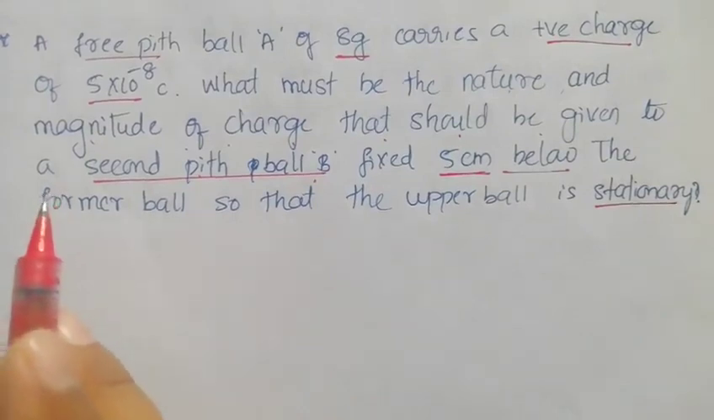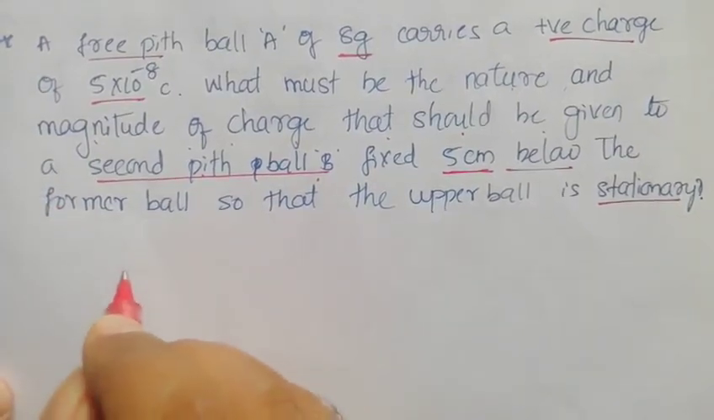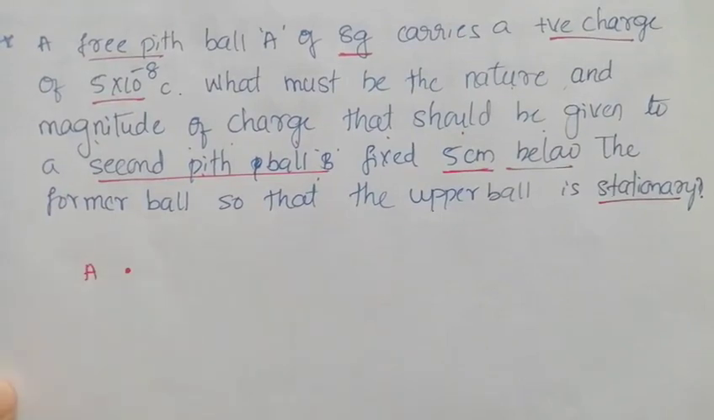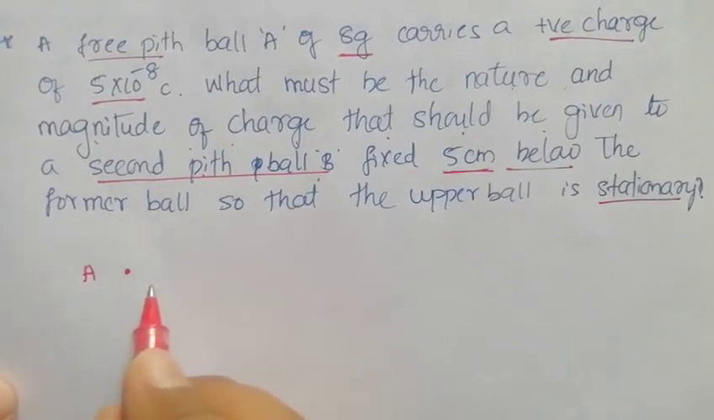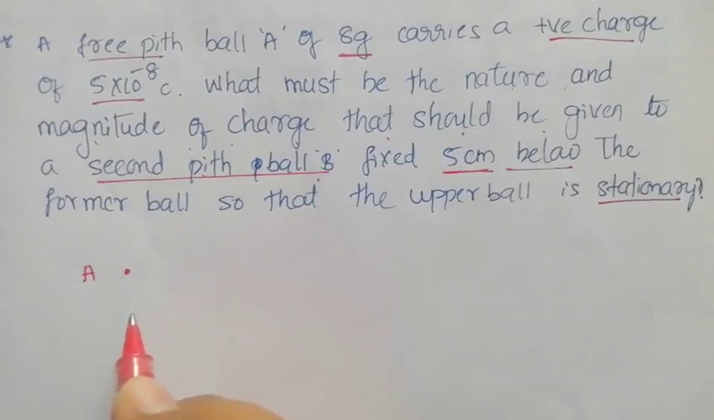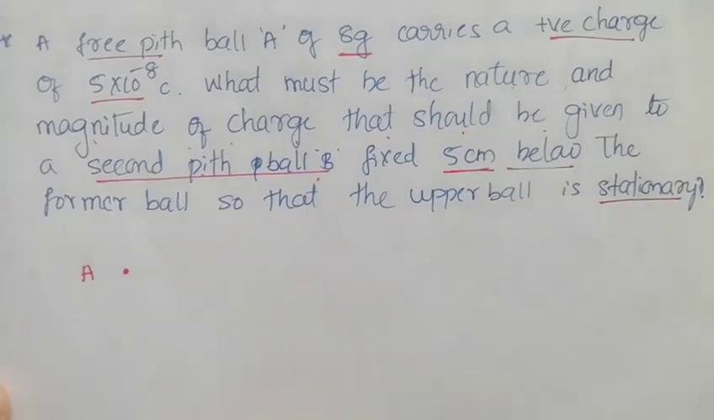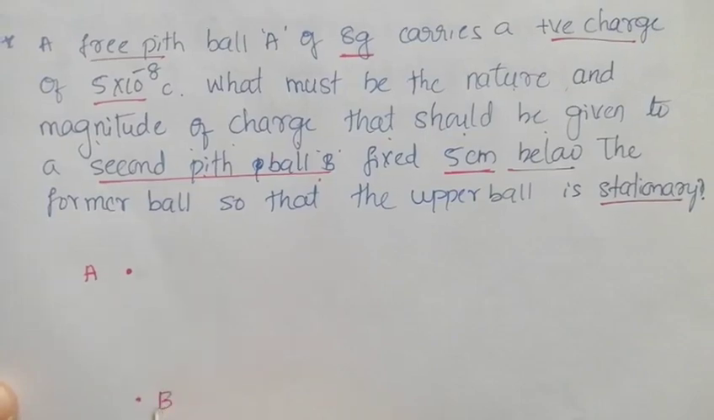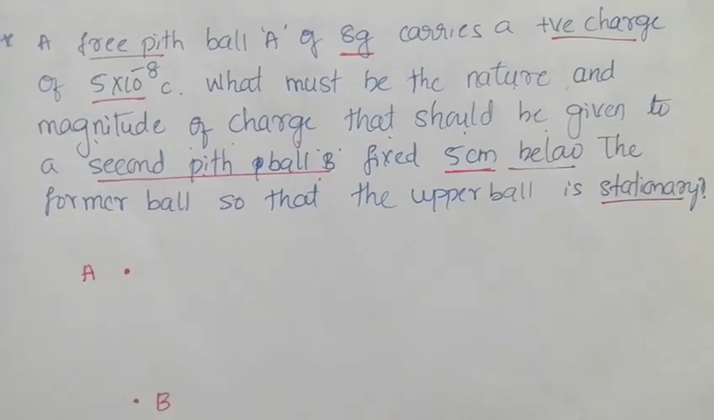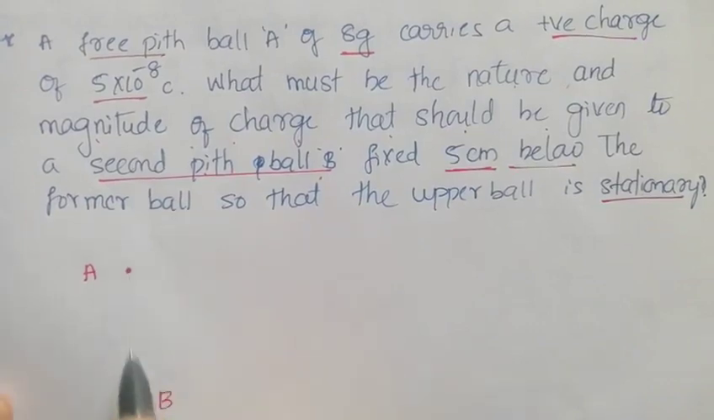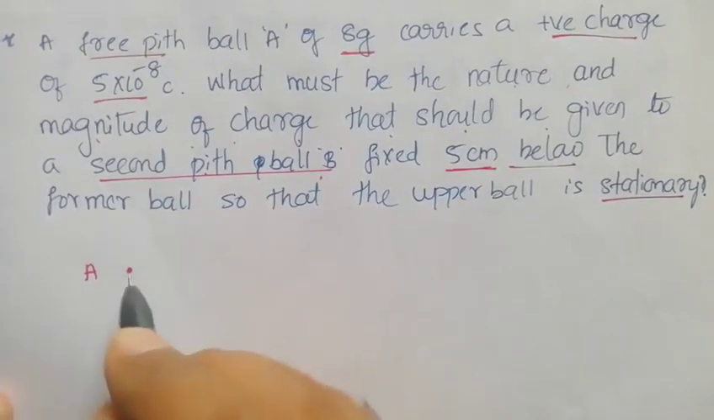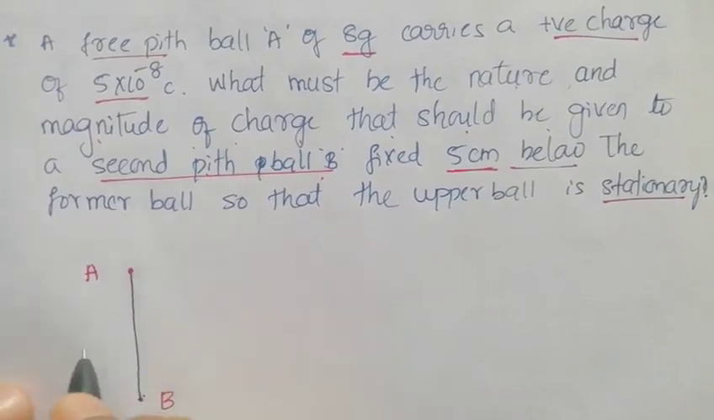A free pith ball of mass 8 grams. Let us take a ball and call it A, of mass 8 grams. It carries some positive charge. Now look at the question: what must be the nature and magnitude of the charge that should be given to the second pith ball fixed 5 centimeter below the former ball? Below, I need to fix the second ball somewhere here. So the distance between the first ball and the second ball is about 5 centimeter, from here to here.